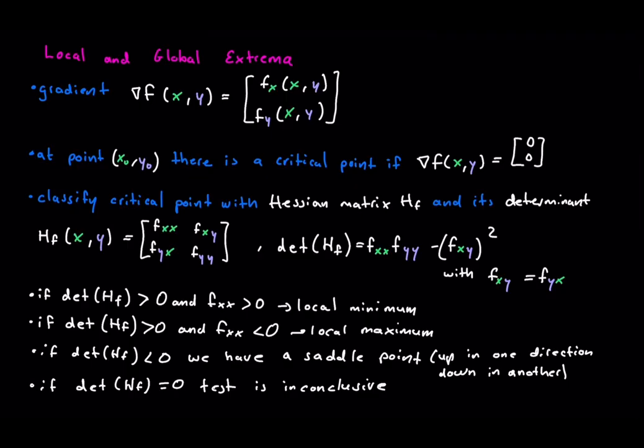If D is greater than 0 and f_xx is greater than 0, we have a local minimum. If D is greater than 0 and f_xx is less than 0, we have a local maximum. If D is less than 0, we have a saddle point, up in one direction, down in another. And if D equals 0, the test is inconclusive. We'd need higher order terms.